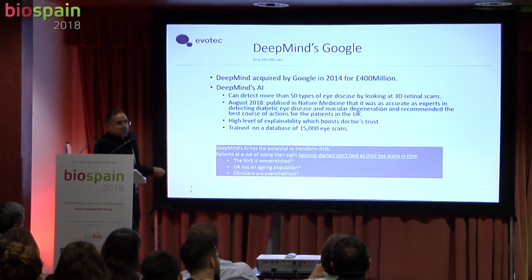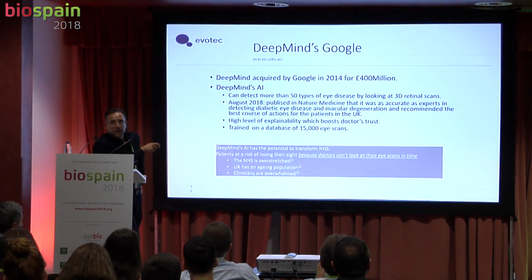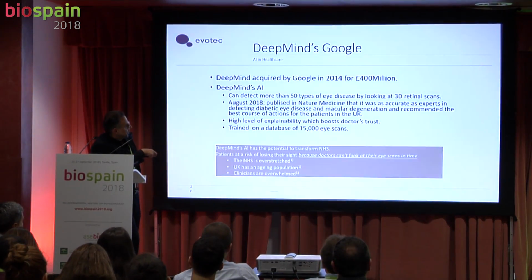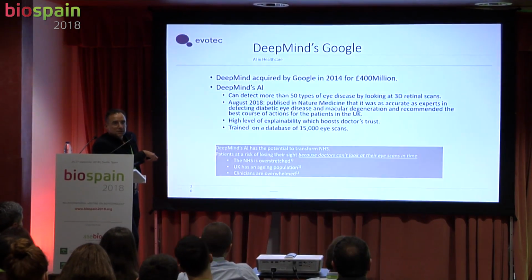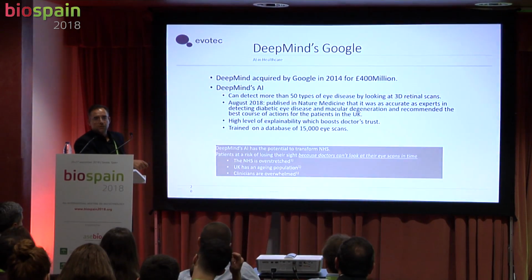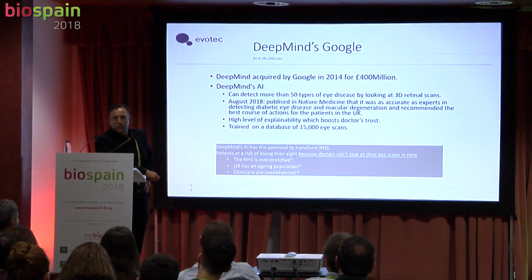The level of explainability here is much higher compared to Watson. And it's trained on a database of 15,000 eye scans. Obviously, people are needed to enter those eye scans into the system. The machine is to learn, but DeepMind has been proved to be effective.